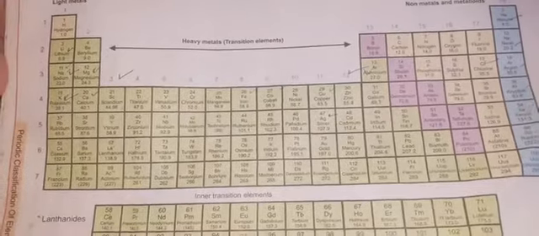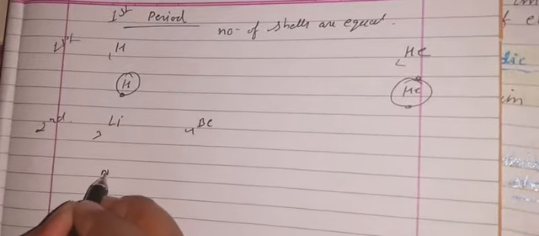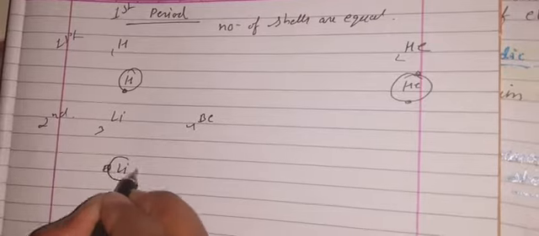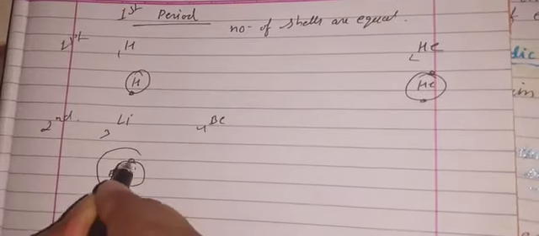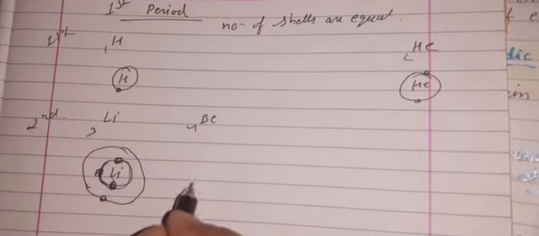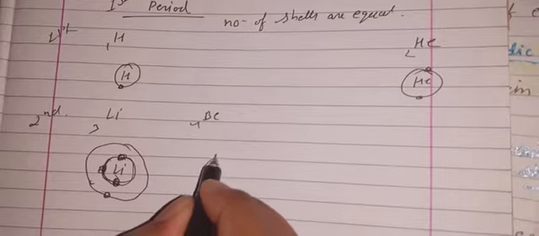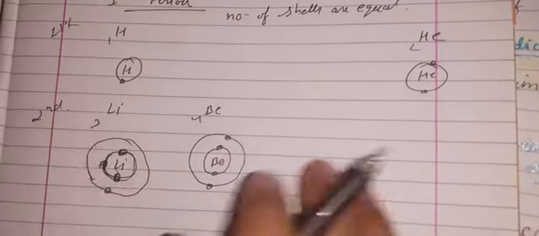We are taking two elements, lithium and beryllium. Lithium, what is the atomic number? 3. What is the atomic number of beryllium? 4. If we show the atomic structure, the first orbit takes 2 electrons, but lithium has 3 electrons, so we can take a maximum of 2 electrons in one orbit. So in the first orbit 2 electrons and in the second orbit 1 electron. And in beryllium, again in the first orbit 2 electrons and the next 2 in the second orbit. So can you see, in the same period the number of cells is the same.